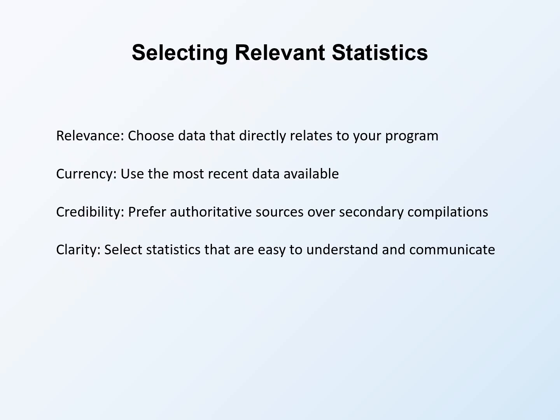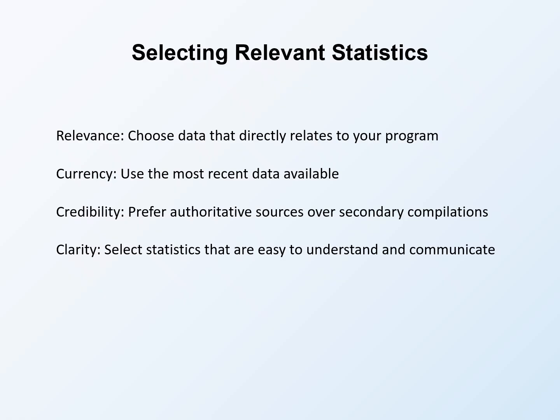Currency requires using the most recent data available. Federal datasets have varying release schedules, and some lag significantly. Always verify you are using the latest release. Outdated data undermines credibility, though sometimes you must acknowledge that recent data is unavailable for specific measures. Credibility comes from preferring authoritative primary sources over secondary compilations. Cite the CDC directly rather than a website that cites the CDC. Go to original sources when possible. This ensures accuracy and demonstrates thorough research.